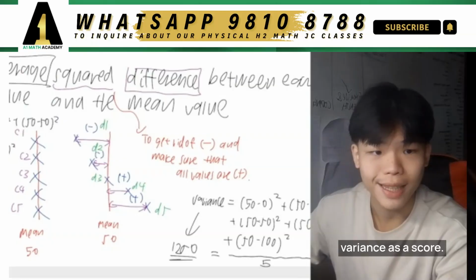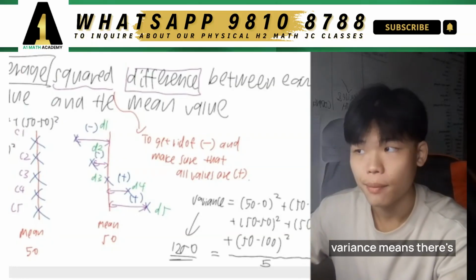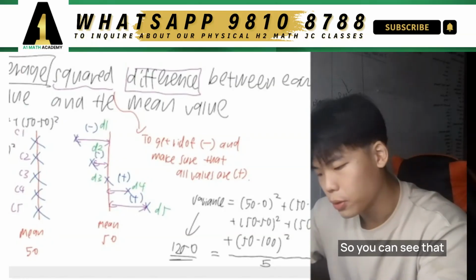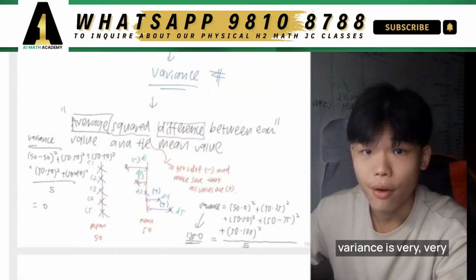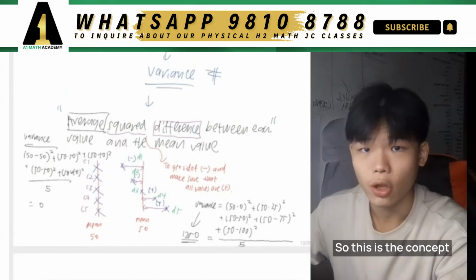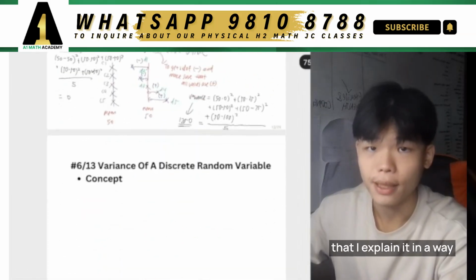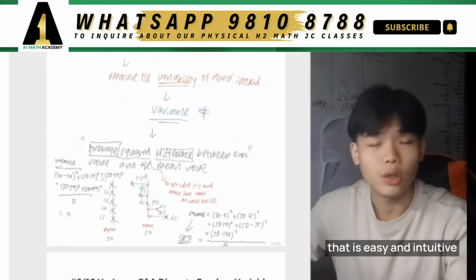So you can think of variance as a score, right? The larger the variance, the more variability there is. So you can see that even though these two data sets have the same mean, the variance is very, very different from each other. Okay, so this is the concept of variance, and I hope that I explained it in a way that is easy and intuitive for you to understand.